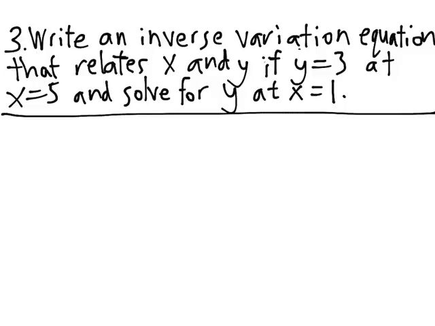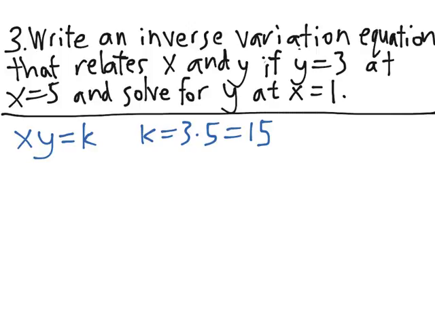Problem 3. Write an inverse variation equation that relates x and y if y is equal to 3 at x equals 5, and then solve for y at x equals 1. The inverse variation equation will be written in the form xy equals k for some constant k. Now to find k, just like before, we'll multiply x by y. k is equal to 3 times 5, which is equal to 15, since 3 and 5 make up a point on this graph.